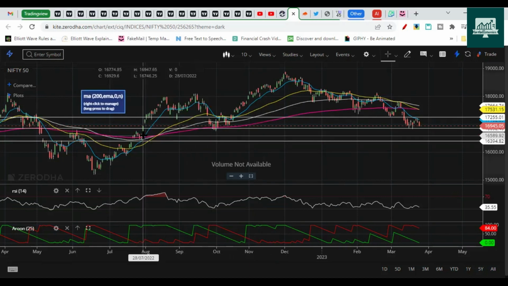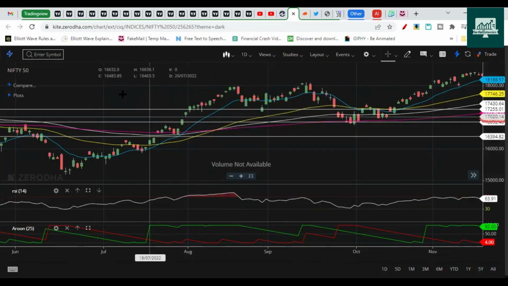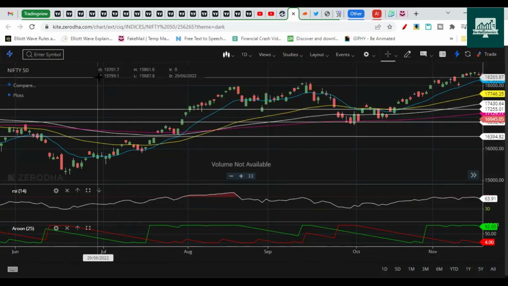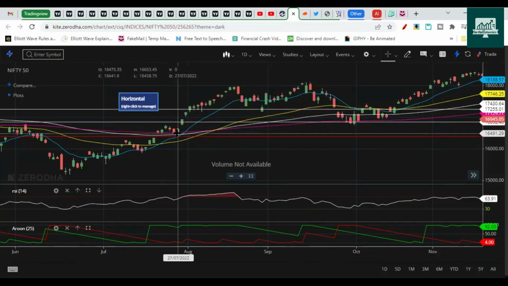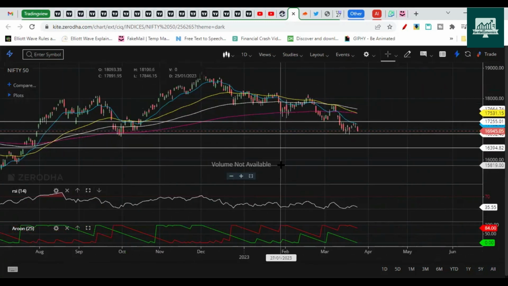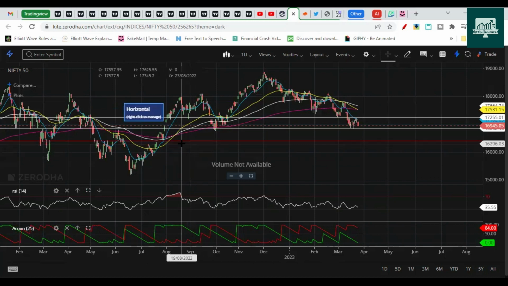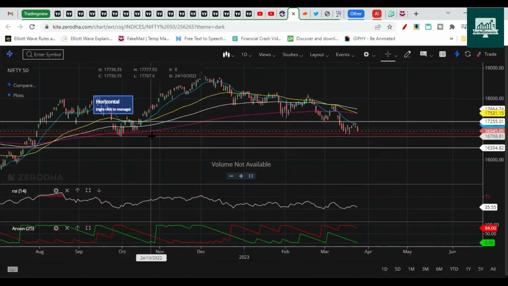Here you can notice there is a gap. Let me zoom in. This gap you can see here, the close price is at, check here, 16,641. So if Nifty breaks below 16,700, then the next stop is 16,641. So these are the levels that we need to watch for.